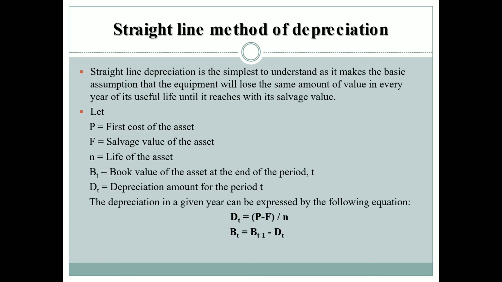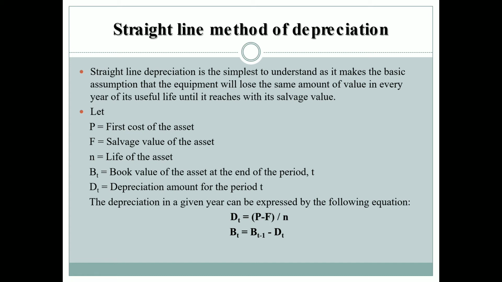First one is the straight line method of depreciation. What is actually done in this straight line depreciation is the simplest to understand, as it makes the basic assumption that the equipment will lose the same amount of value in every year of its useful life until it reaches its salvage value.